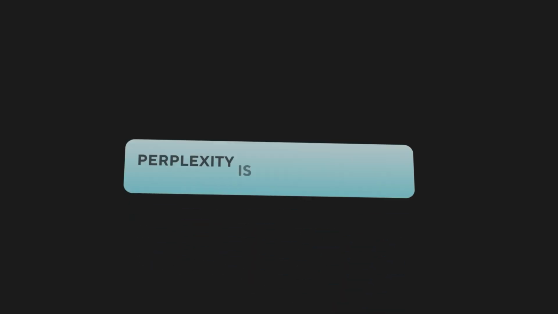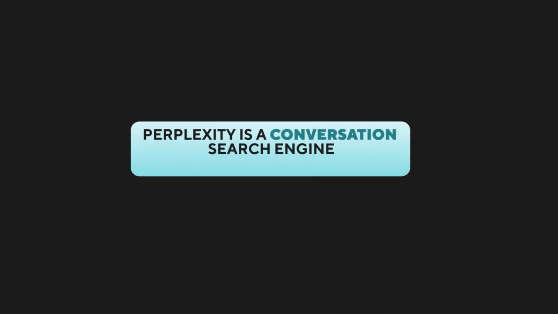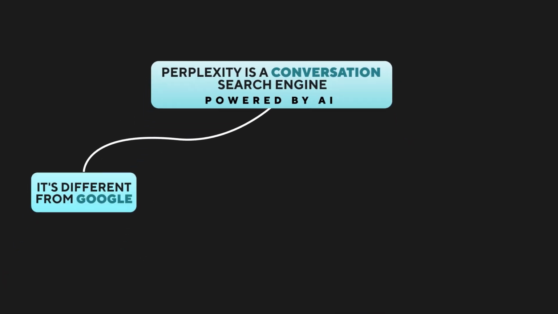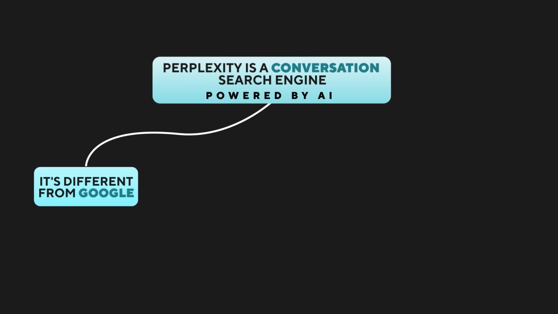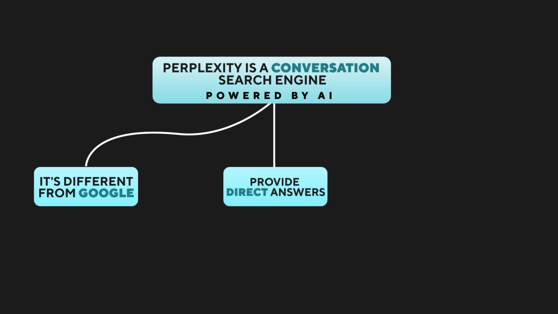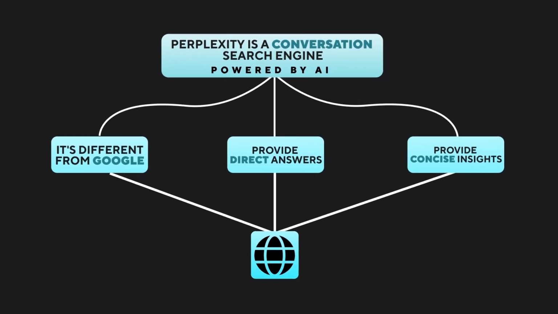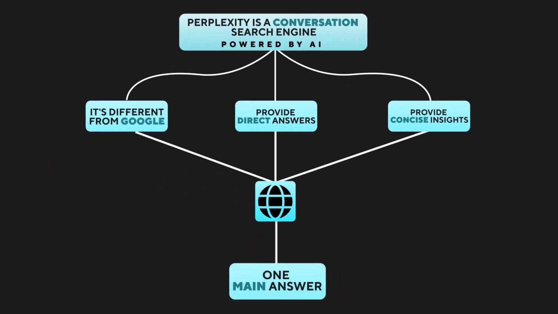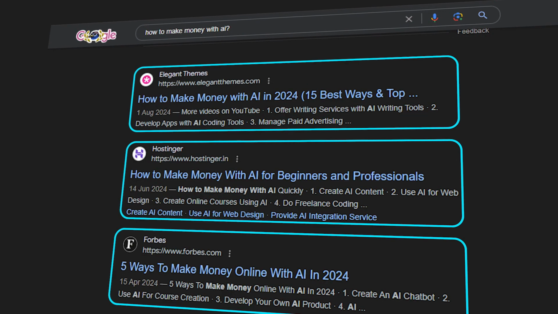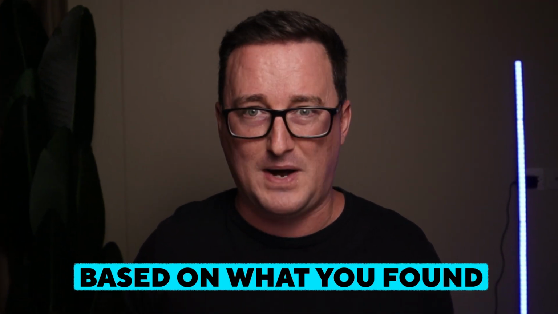If you didn't already know, or you've been hiding inside a cardboard box for the last 6 months, Perplexity is a conversational search engine powered by AI. It's different from Google in that it's designed not only to provide direct answers to your search, but also provide concise insights from the best, most relevant sources from the web, and then summarizes them into one main answer. Previously with Google, you would have had to go through and read each article yourself, then come up with your own conclusion based on what you found. Perplexity massively expedites this process, making it incredible for research purposes and fact-checking.